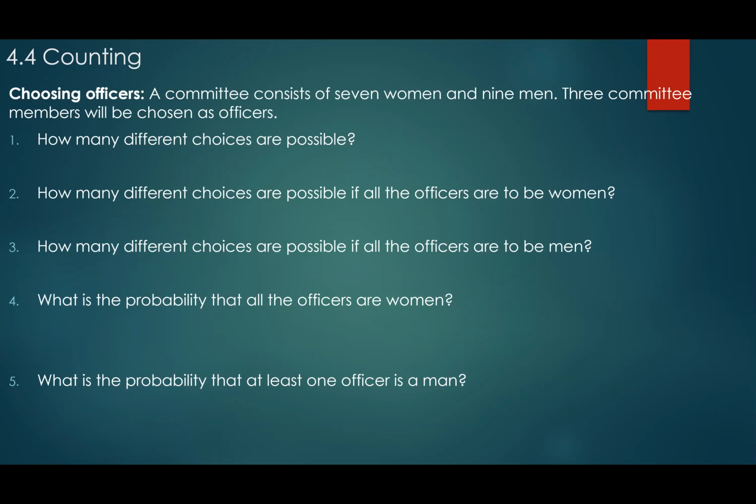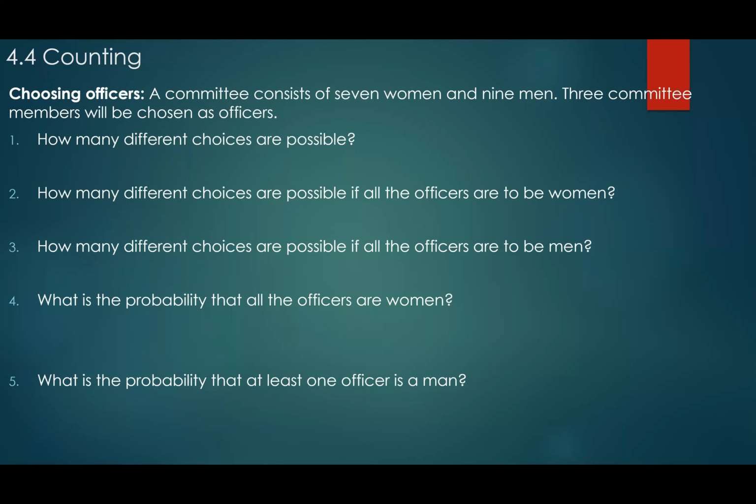But if you read this here, they say a committee consists of 7 women and 9 men. 3 committee members will be chosen as officers. So let me ask you this question. In this committee, how many people in general, regardless of their gender? Do you agree that we have 16 people in general? 9 men, 7 women, 9 plus 7, the total people regardless of their gender in this group is 16, okay?